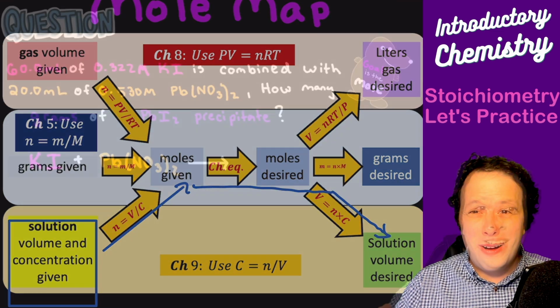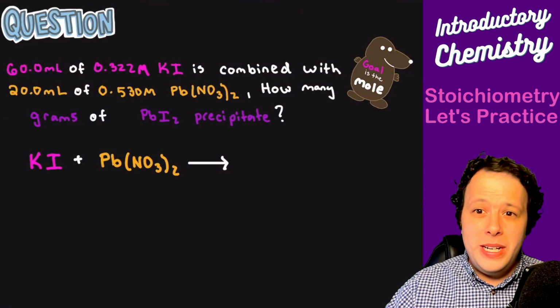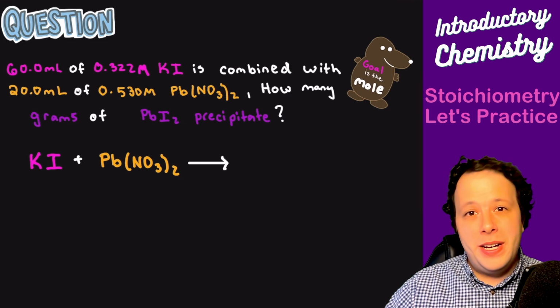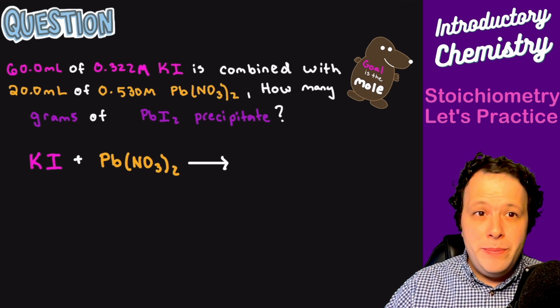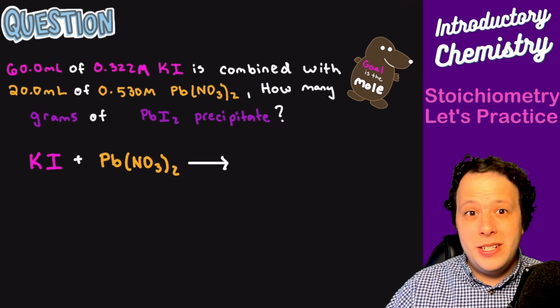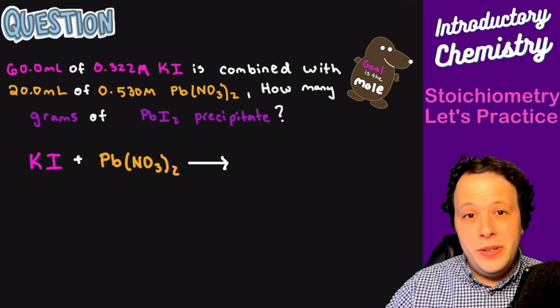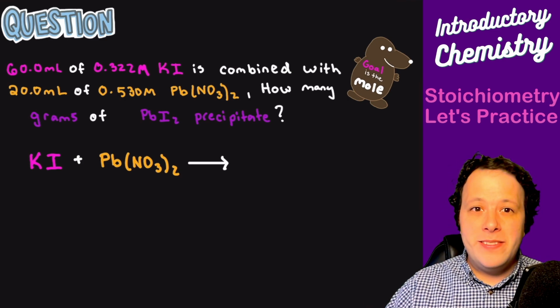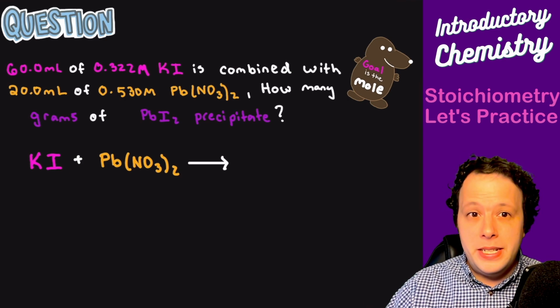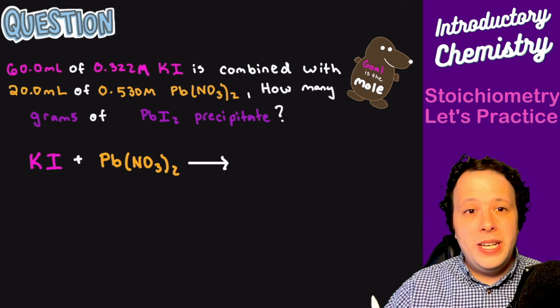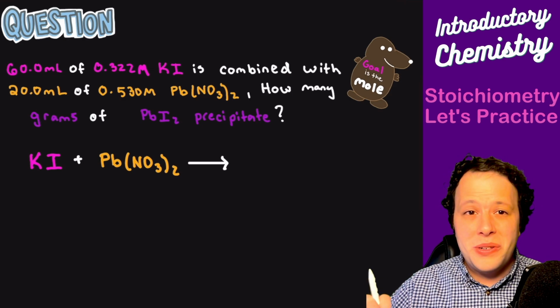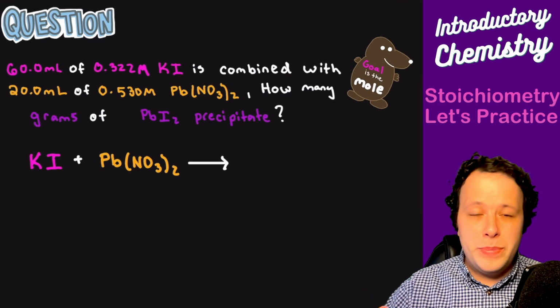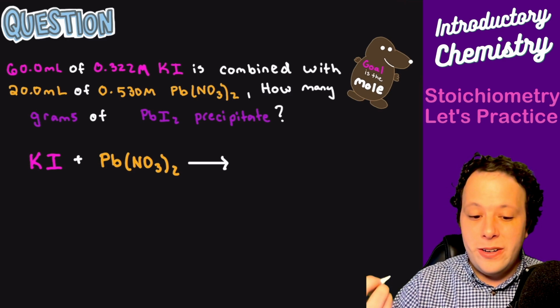Let's look at another problem. 60 milliliters of 0.322 molar potassium iodide is combined with 20 milliliters of 0.530 molar lead 2 nitrate. How many grams of lead 2 iodide precipitate? With this one, we have our reaction. So I wrote out the reactants. Potassium iodide and lead 2 nitrate are reacting.